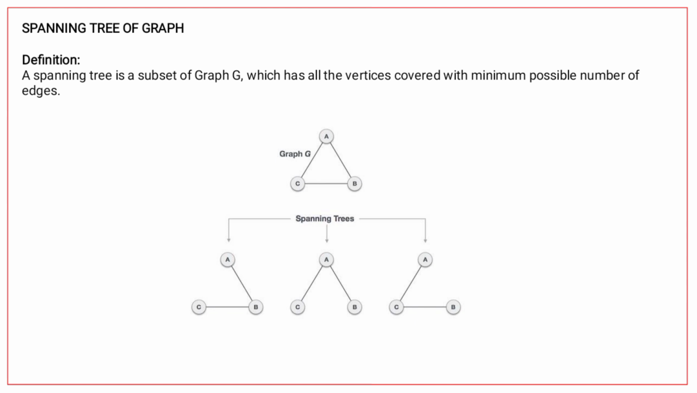A complete undirected graph can have maximum n to the power n minus 2 number of spanning trees, where n is the number of nodes. Here, 3 to the power 3 minus 2 equals 3 spanning trees are possible.